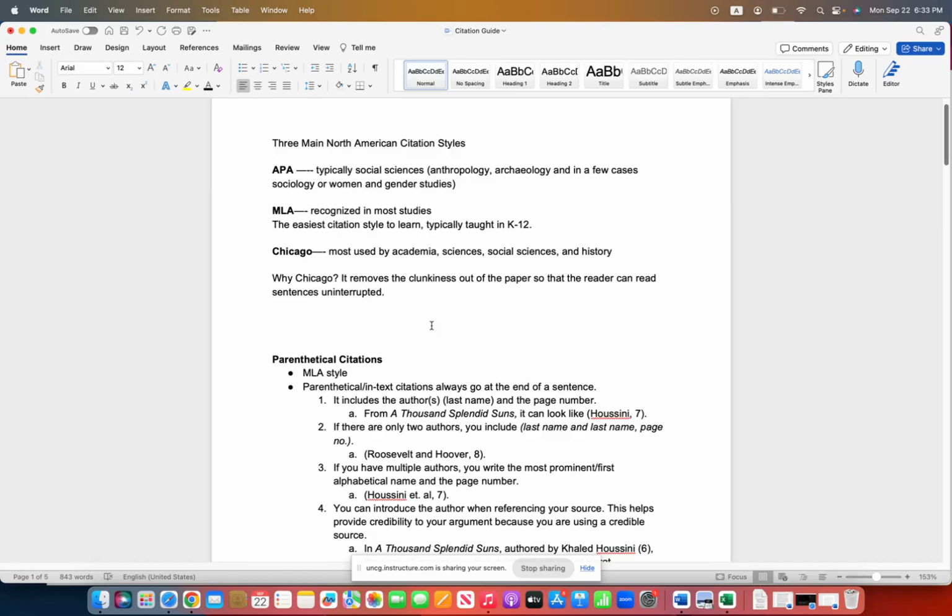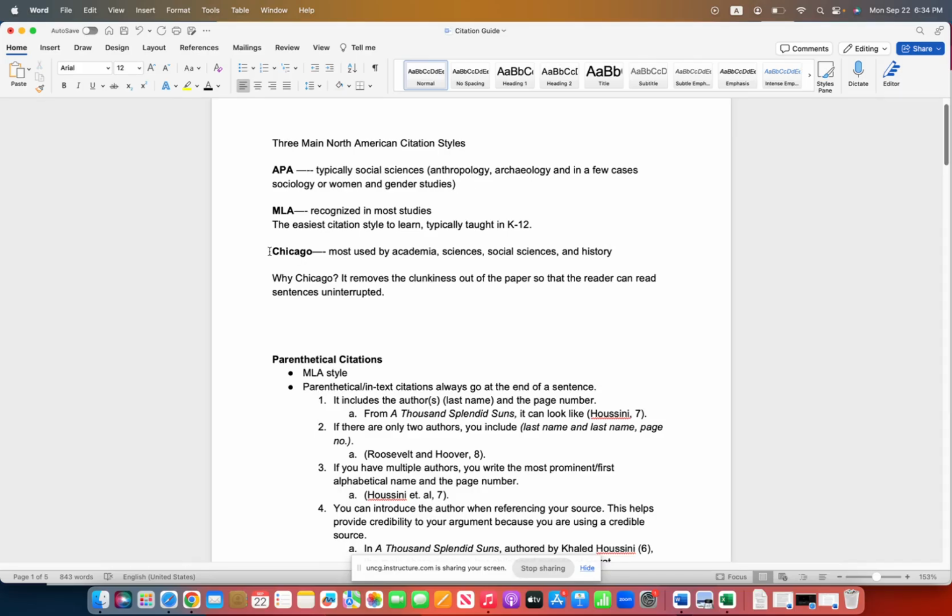Most of you should have already learned MLA since it should be part of the curriculum in K through 12, especially middle school and high school. This is going to be the one where you put in parentheses your author last name, comma, the page number. APA is really similar. They also do those parentheses or parenthetical citations, except they add the year that it was published. This is going to be more your social sciences, anthropology and archaeology, and a few others. The professors will let their students publish in this manner, but it's just not a very common style.